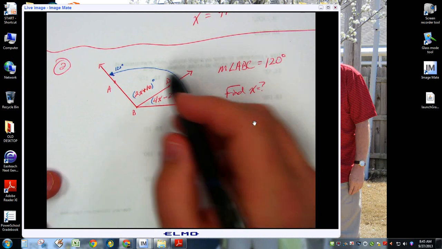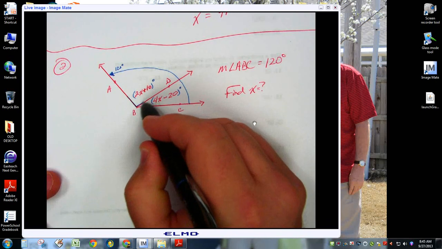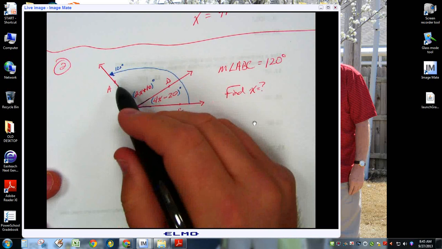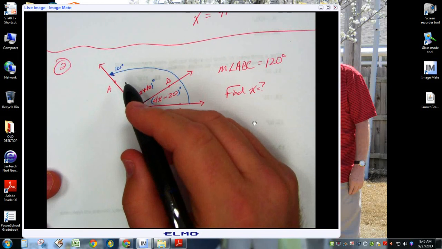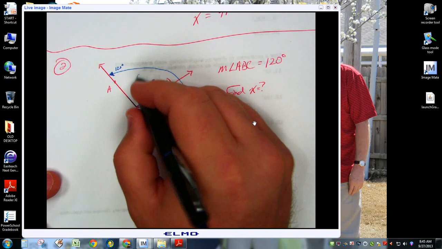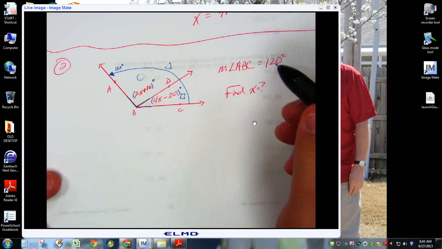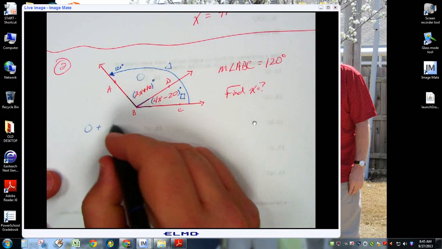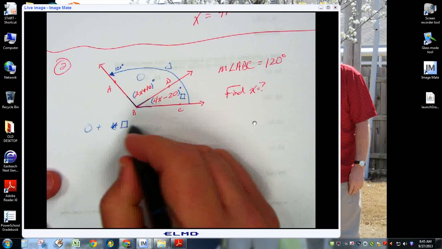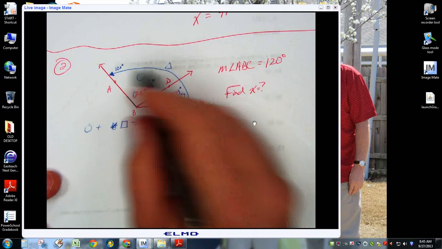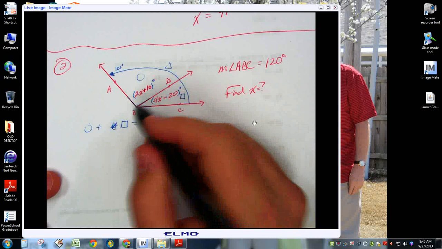Think of it like this. Everybody look up here. This thing plus this thing would equal the big thing, wouldn't it? Yes. This thing we'll call circle, this thing we'll call square, the big one we'll call triangle. So circle plus square equals what? Triangle. This thing plus this thing equals the whole thing. Now just put in what they gave you for each.